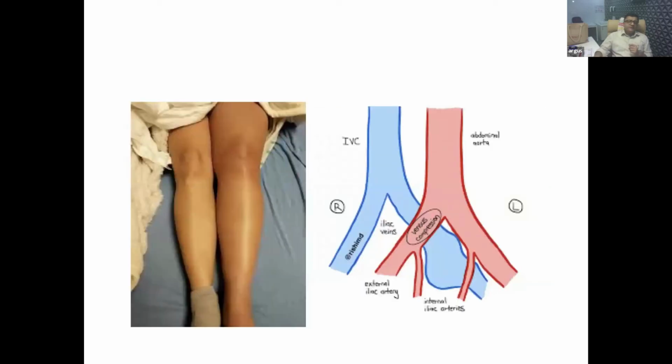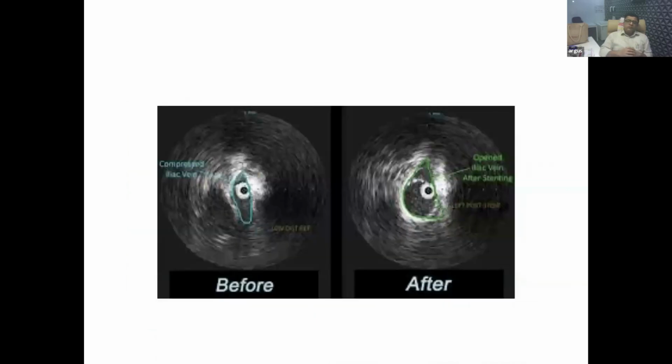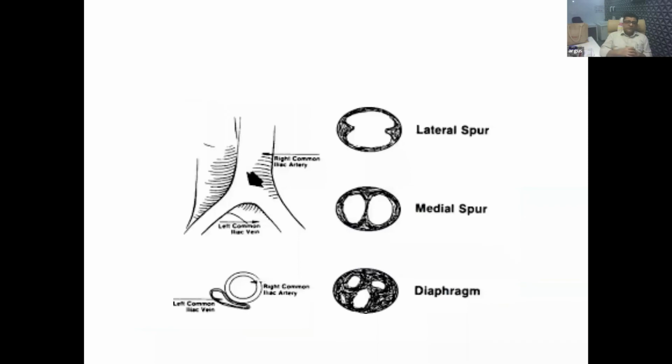And we can see in this young lady who had left leg DVT twice. And in the second picture, we can see that the left common iliac vein is getting compressed in between the bony spine and the right common iliac artery. Now, this is an intravascular ultrasound picture. In the first picture, we can see the iliac vein is a little narrowed. And once we do a balloon angioplasty and put a stent, there is a complete circular luminal gain in the left common iliac vein.